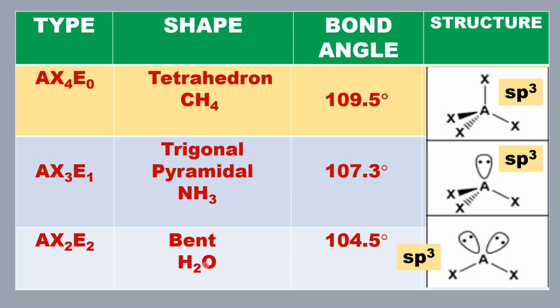Next, another bond pair is replaced by lone pair. Therefore, the water molecule is a suitable example of AX2E2, and here you see there are two lone pairs. So lone pair repulsion is very much greater. As a result, the bond angle is very much smaller, that is 104.5 degree, although it is sp3 hybridized.